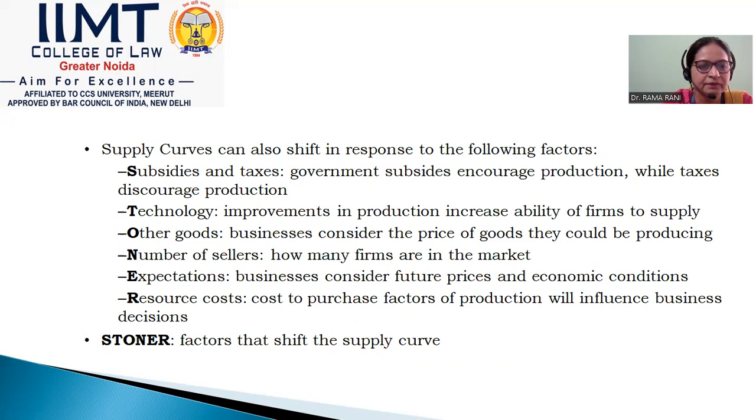Next is technology. Improvements in production increase the ability of a firm to supply. Production will increase if the producer uses modern technology. Other goods: businesses consider the price of the goods they could be producing, and the number of sellers in the market also affects supply. Expectations: businesses consider future prices and economic conditions. Resource cost: the cost to purchase factors of production will influence business decisions. These are the factors that shift the supply curve.